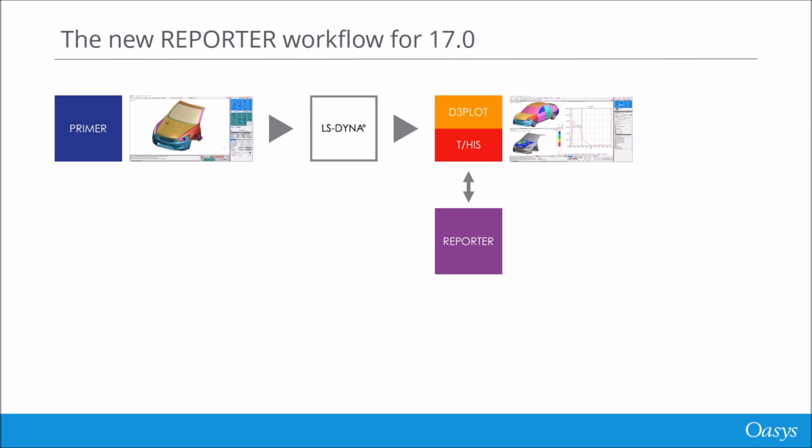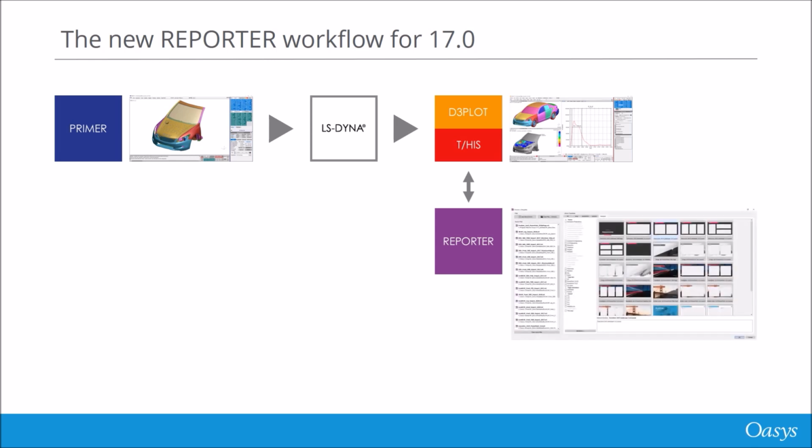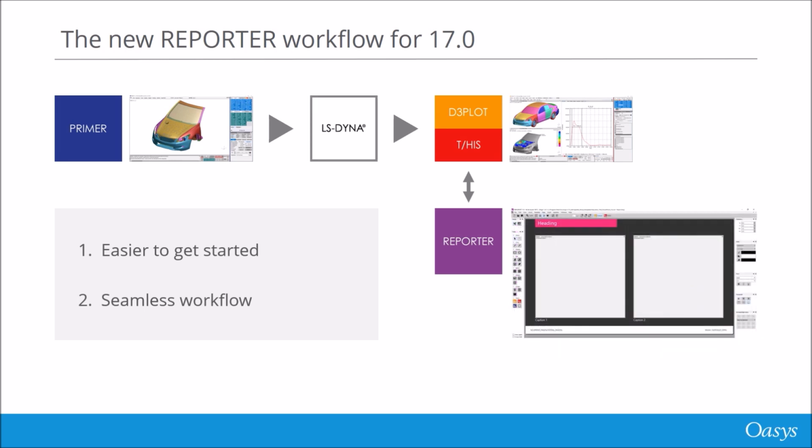In version 17, when you start Reporter, you can open your recent reports from a list or choose a template from a range of standard layouts. This makes Reporter easier to get started with, and the linked session gives you a more seamless workflow. After choosing a template, you can capture images and graphs directly from D3plot and THIS into your report. With version 17, you can start automating your reporting right away.